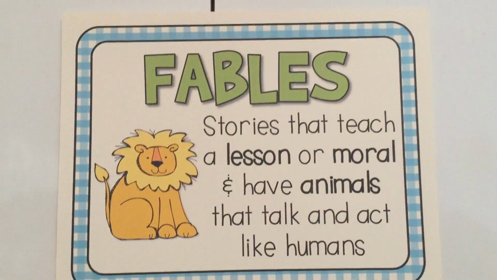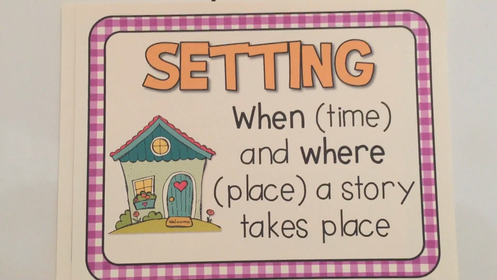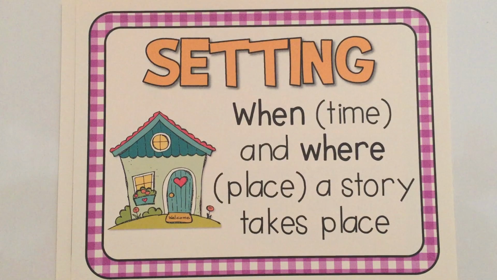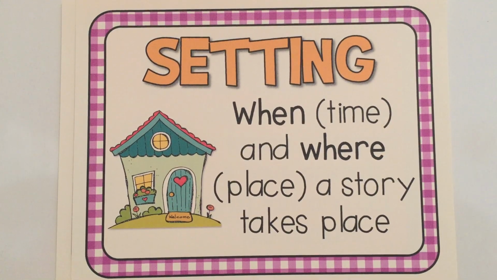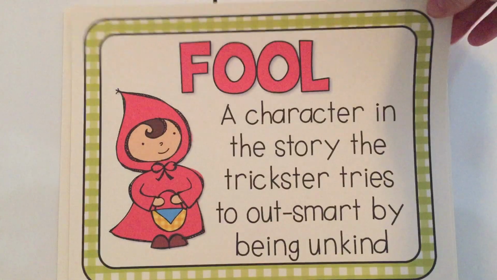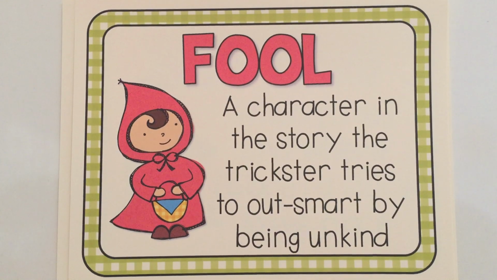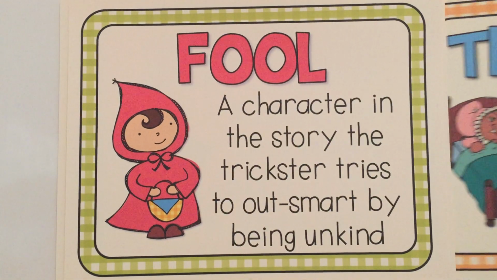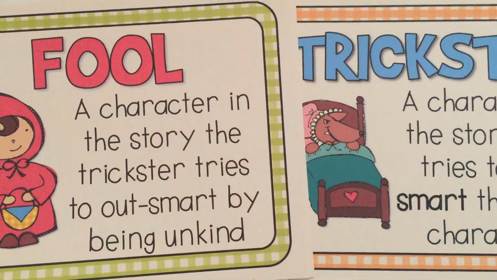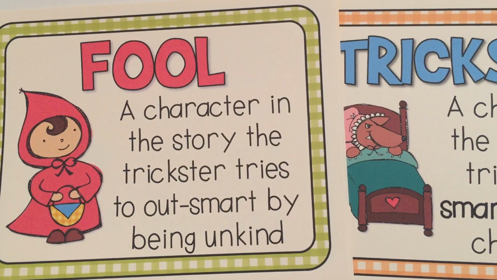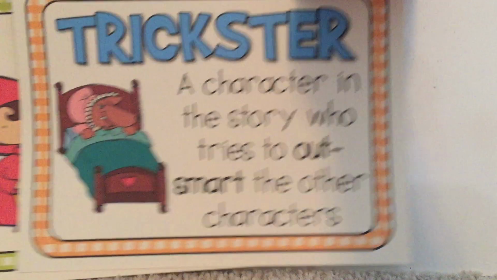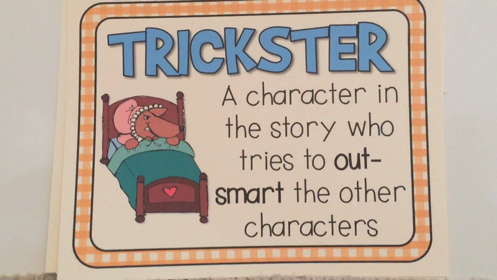Okay, second grade. Let's dissect our fable a little bit. What did you learn the setting of the story was? When and where did the story take place? Well, it took place in the forest, right? By a big tree and a river. Who was the fool in our story? Who was the one that was being tricked? The trickster and the fool. Well, the fool was the tortoise. The hare was trying to outsmart him. So the trickster was definitely the hare, the rabbit, because he thought he was so smart.